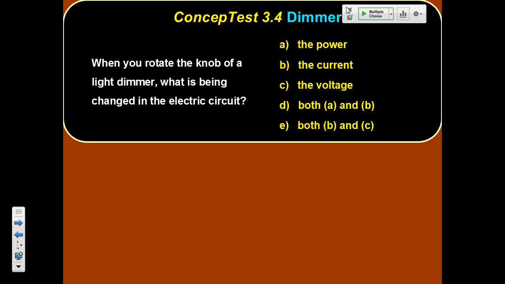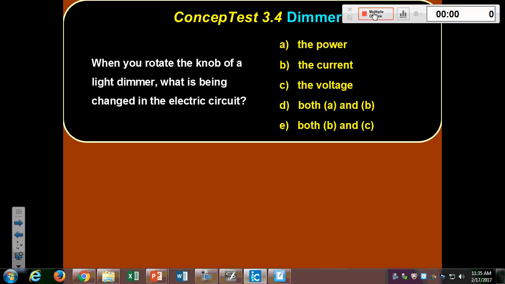All right. When you rotate the knob of a light dimmer, what is being changed in the electric circuit? Are you changing the power, the current, the voltage, or some combination of those?